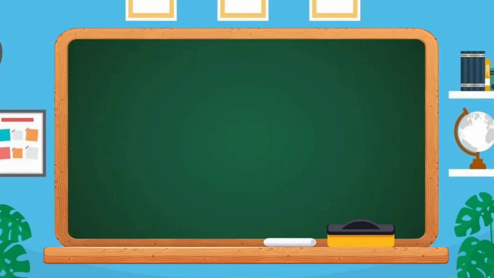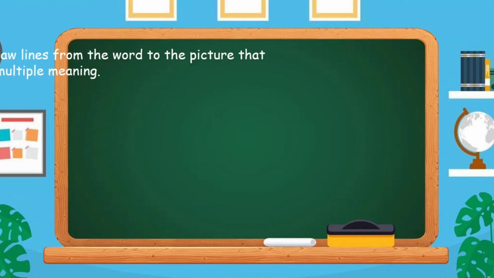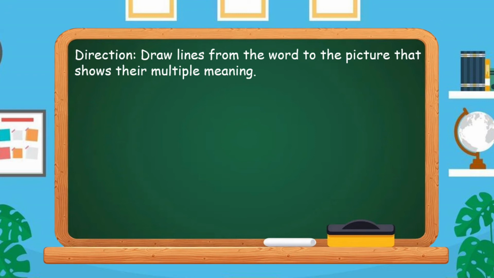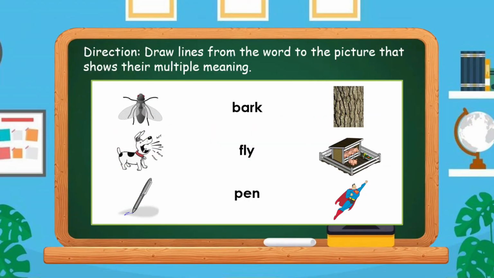Let's proceed to assessment. Read and follow the direction correctly. Draw lines from the word to the picture that shows their multiple meaning. The words with multiple meanings are bark, fly, and pen. On the left side, the first picture shows an insect flies. The second picture shows a barking dog. And the third picture shows a writing pen. On the right side, the first picture shows bark of a tree. The second picture shows a pig pen. And the third picture shows a flying superhero character.